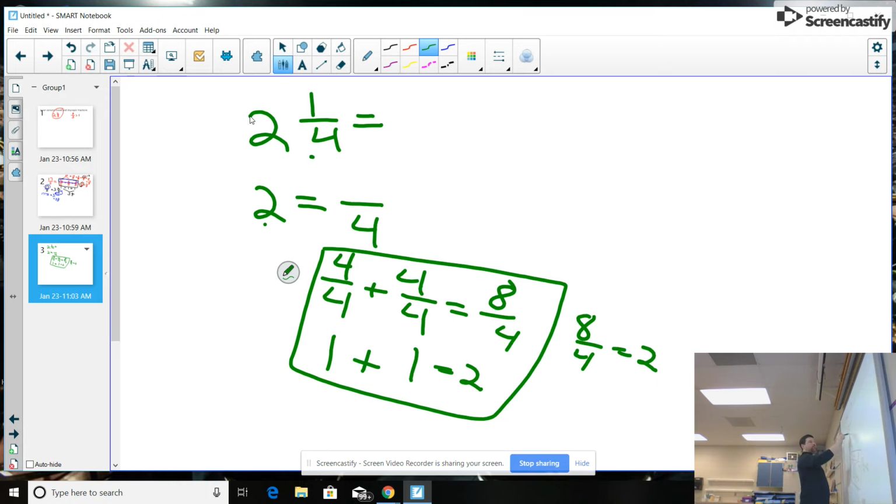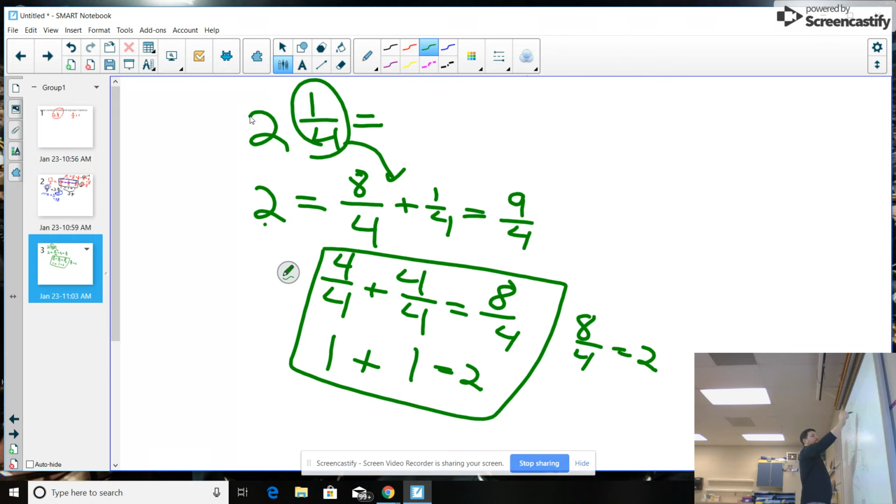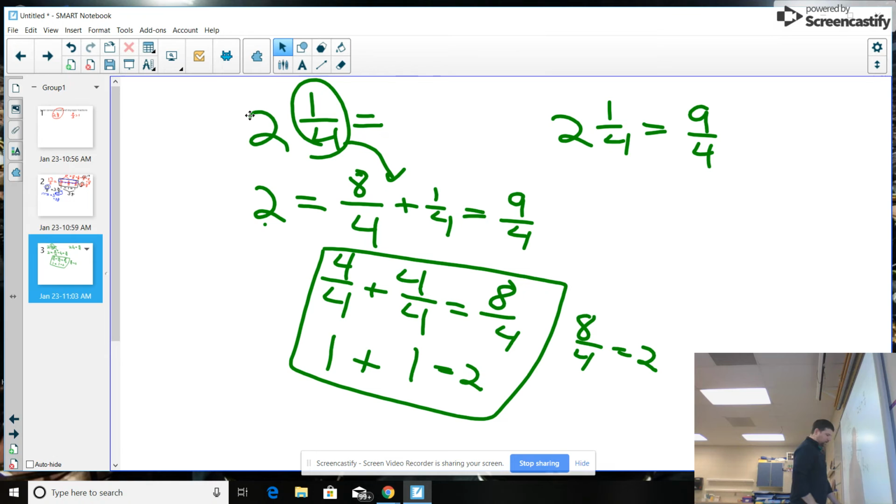And then I still have one more fourth to add to that. So now I'm going to add that one more fourth here, which gives me 8 fourths plus 1/4 is 9 fourths. So 2 1/4 equals 9 fourths. Again, there is another little shortcut to look at for this.